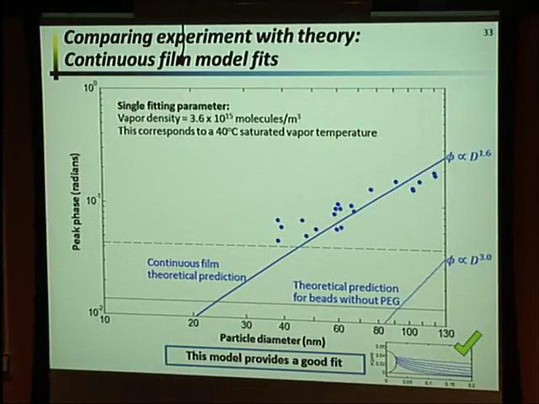So what we can do is we can take this model, and we're going to apply, in this case, one fitting parameter to try and fit this to our data. And this fitting parameter is the density of molecules in the vapor. So it's how many PEG molecules are there floating around and hitting our substrate. So we use this as one fitting parameter, and then we can see that this fits reasonably well. And so in this case, we're showing the prediction from the theory, and then this would be the prediction for the beads without any nanolenses, without any PEG.